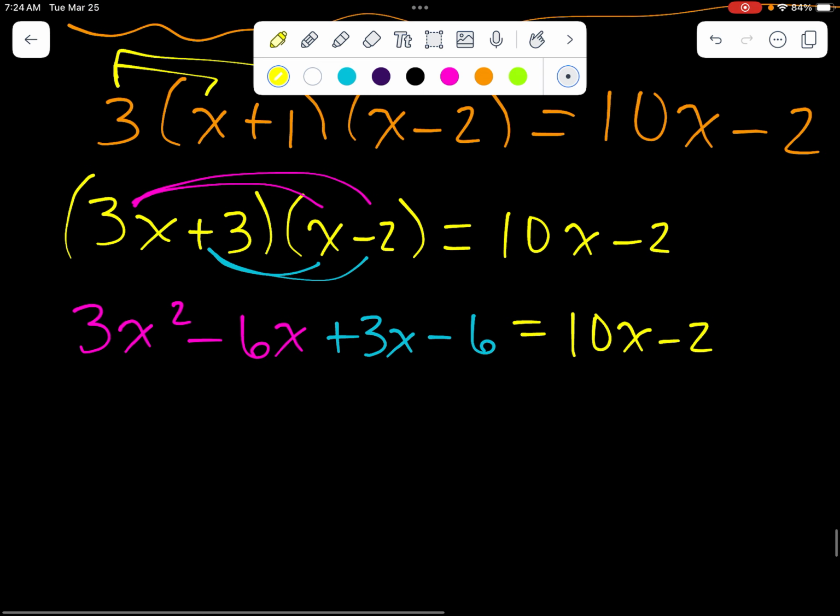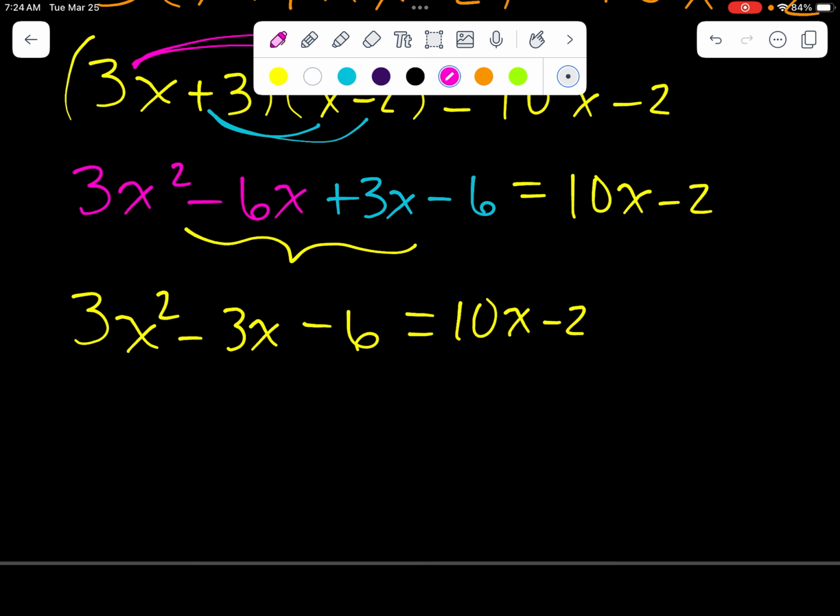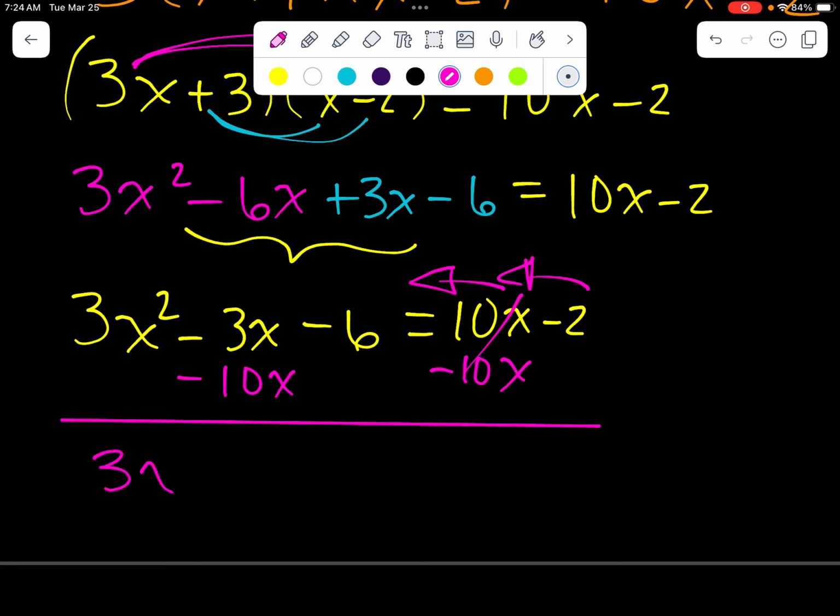All right, so let's clean some stuff up here. Let's simplify. Let's combine like terms so we can put these x's together in the middle. 3x squared minus 3x minus 6 equals the 10x minus 2 on the right. And now what we're going to do is move everything to one side. We're going to move the 10x and the negative 2 to the other side because we want it to be in quadratic form. So when I move the 10x to the other side, I'm going to subtract it. So we subtract the 10x with the x here. That is 3x squared minus 13x minus 6 equals the negative 2.